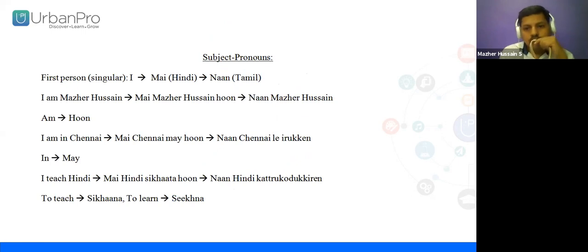Okay, so this is the first slide. I will also try to explain in Tamil. I hope the students can also understand Tamil. So now here I am going to teach the subject pronouns.